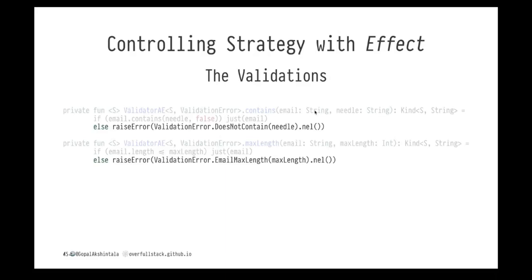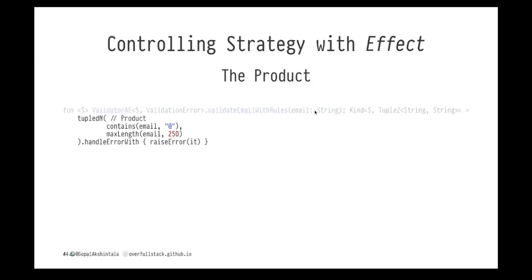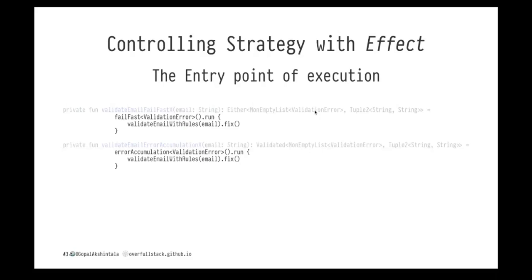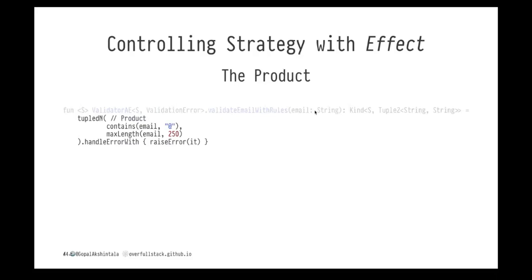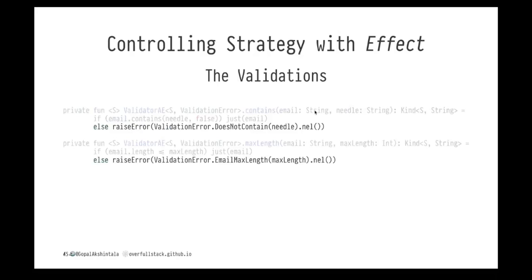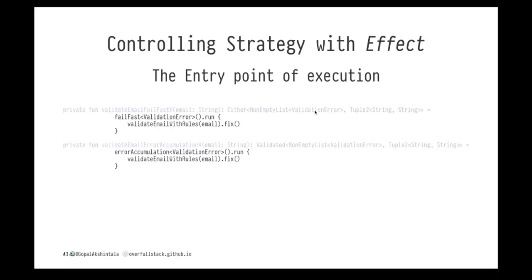So the rules are raising errors, and these errors when raised, depending on the instances that I have supplied, they either be accumulated or they fail fast. So the effect is in control, not the developer who has written the code. So what did we get out of this? Now this and this are common. Imagine you have 100 such validations in our code base. So you get them all for free for both UI and let us say a service.